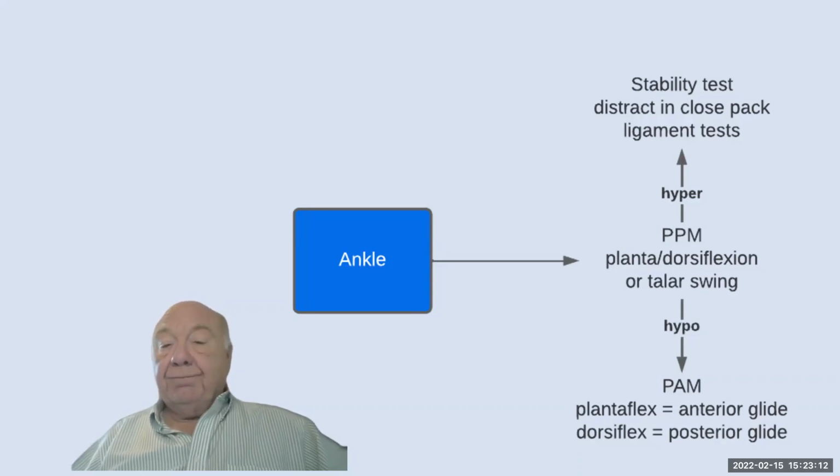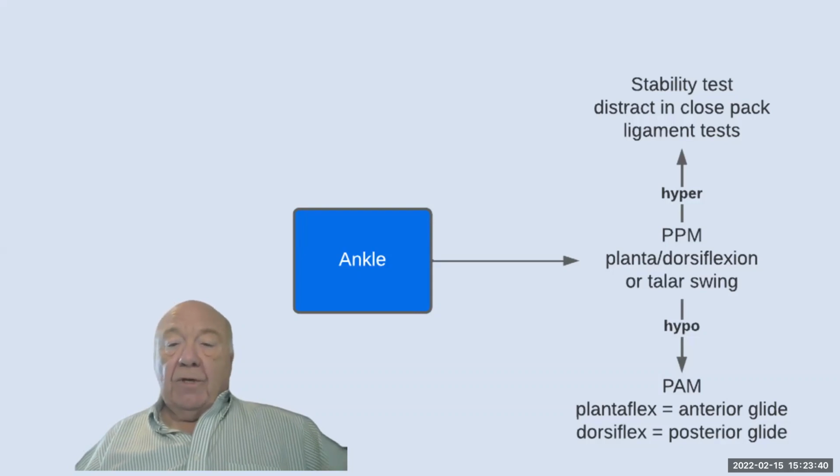So the close pack position of this is full weight-bearing dorsiflexion. I'm not sure we'll do this with the other joints, but I'm doing this to make sure that you continually think about the relevant biomechanics. So we'll start off with our screening tests now. We'll go straight into the proper examination of the ankle, biomechanically speaking anyway.